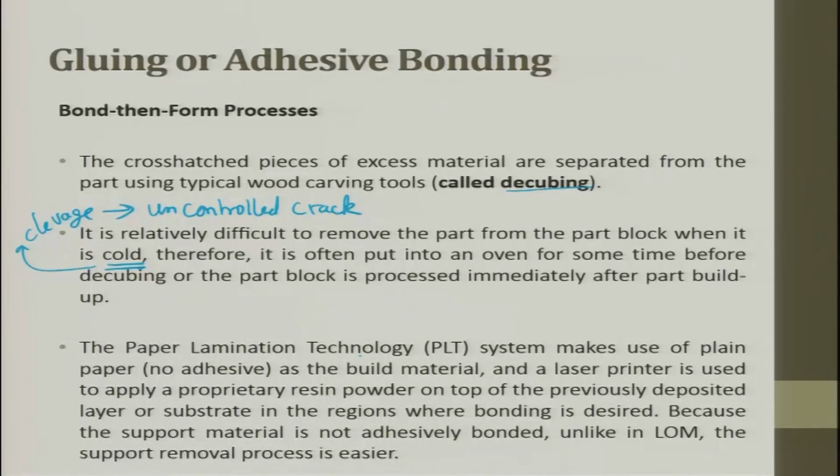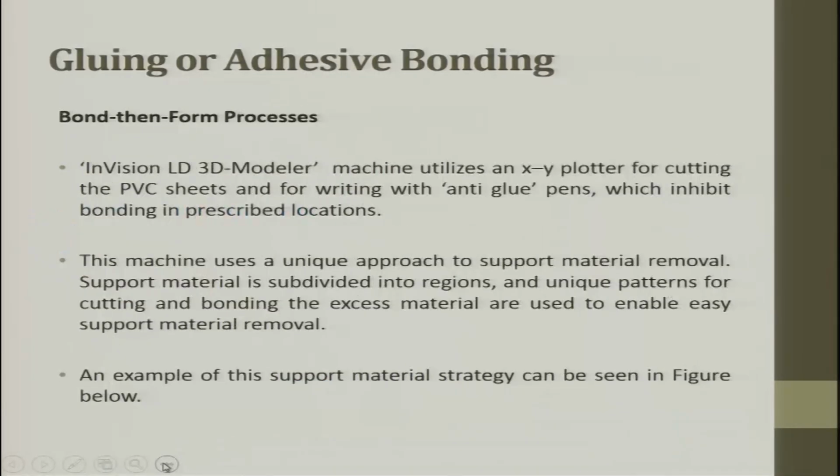The paper laminated technology system, PLT, makes use of plain paper, no adhesion, as a building material, and a laser printer is used to apply a proprietary resin powder on top of the previously deposited layer in the region where bonding is desired. So you see, wherever the laser was used, now you use a resin powder. Because the supporting material is not adhesively bonded, unlike in LOM, the support removal process is easier here. This is the next one, a small offshoot of the regular process.